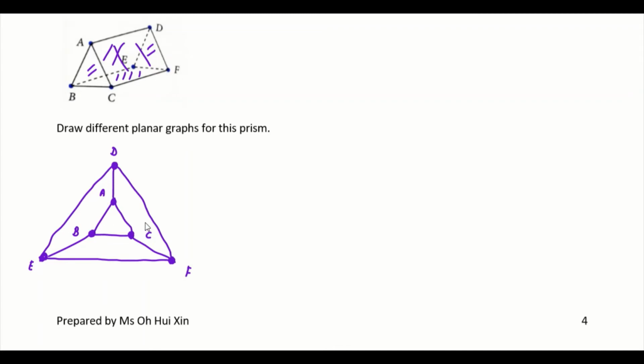So 1, 2, 3, 4, 8. 1, 2, 3, 4, 5, 6, 7, 8, 9. So that's correct. Okay. So do you have another alternative other than that? Yes, you can. You can draw it from the top as well.